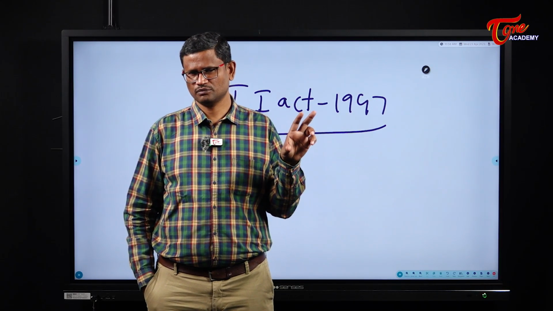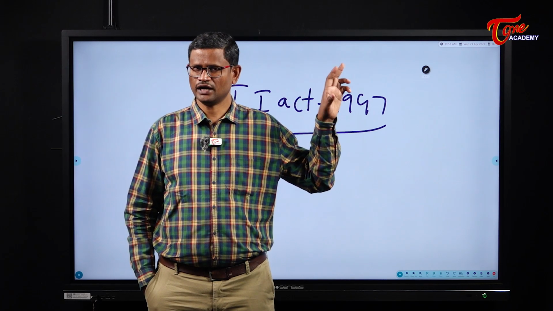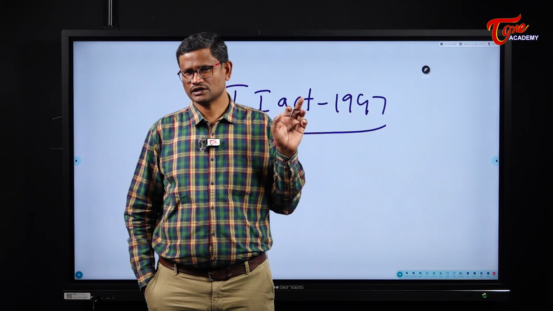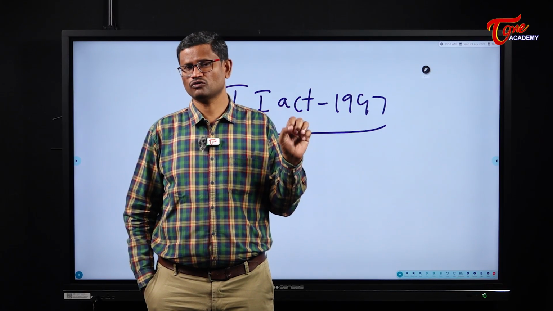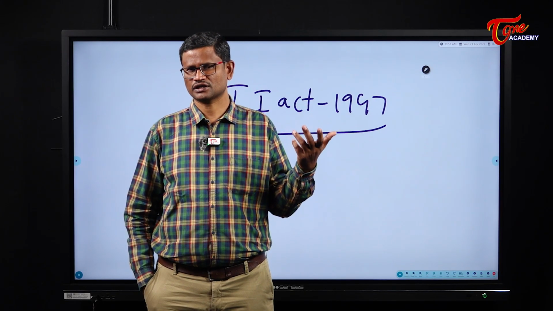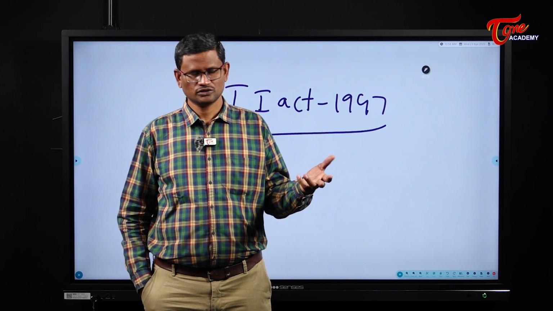The Constituent Assembly will, on one hand, prepare the constitution for independent India. It will also act as a temporary parliament, a provisional parliament. So these are the important features of the Indian Independence Act of 1947.